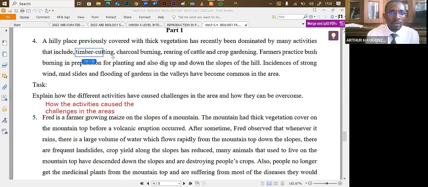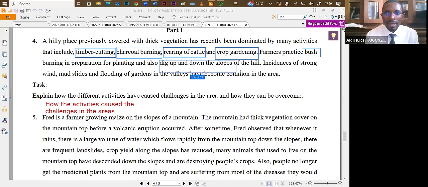So there is this one here. This is activity number 1, timber cutting. Then activity number 2, charcoal burning. Activity number 3, rearing of cattle. Activity number 4, crop gardening. Activity number 5, bush burning. Activity number 6, digging up and down of the slopes. These are the activities.